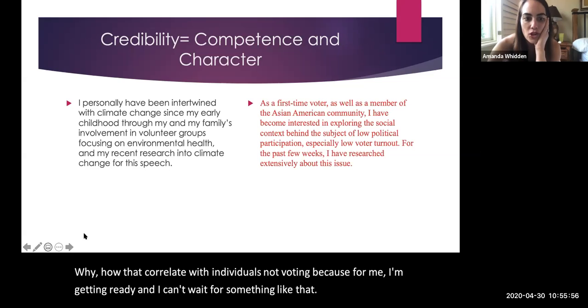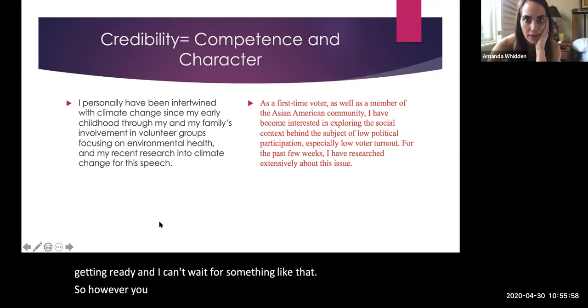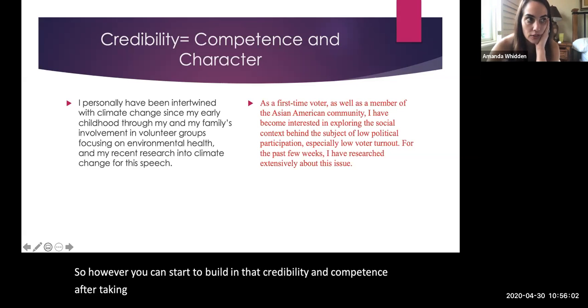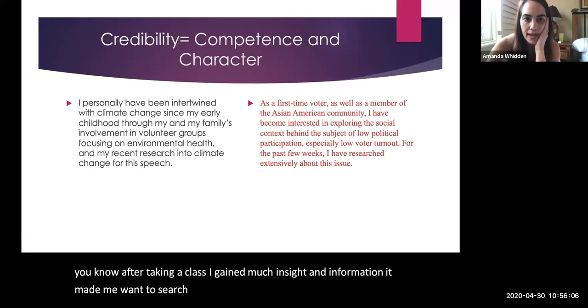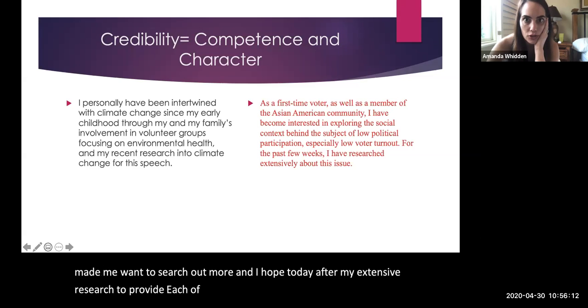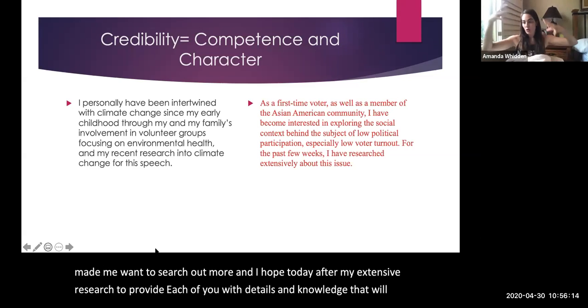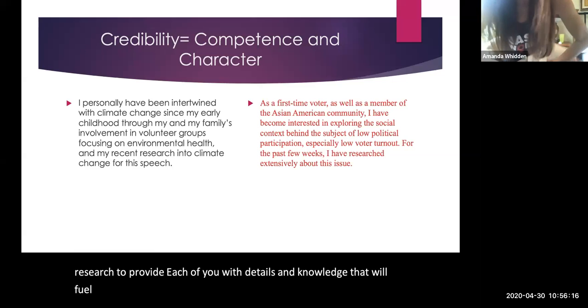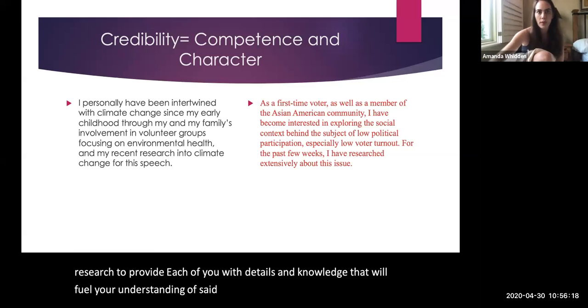However you can start to build in that credibility and competence: "After taking a class, I gained much insight and information. It made me want to search out more. And I hope today, after my extensive research, to provide each of you with details and knowledge that will fuel your understanding of said topic." That would be a simple way to do it.